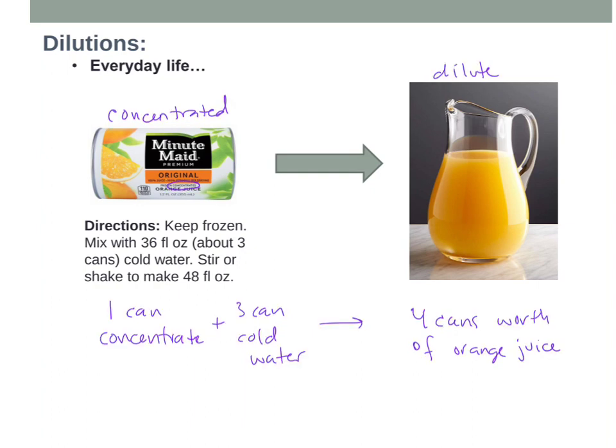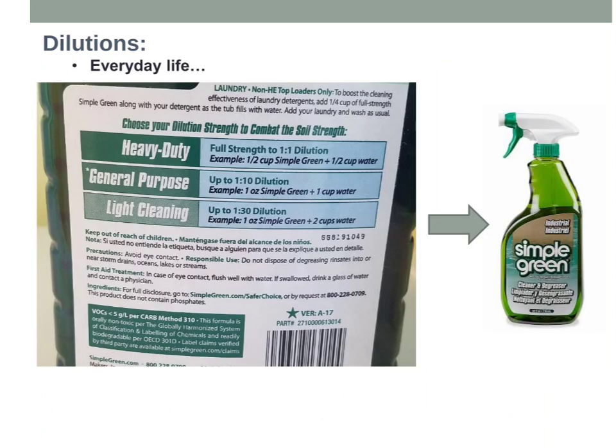Now, in this case, we have a 1 to 3 dilution, because we had 1 part of the concentrate to 3 parts of the thing you're diluting with. So this would be a 1 to 3 dilution. That terminology is used sometimes, certainly a lot in household products. Sometimes in chemistry too, you might say, I have a 1 to 10 dilution or 1 to 5 dilution or something like that. So orange juice is one example of an everyday example.